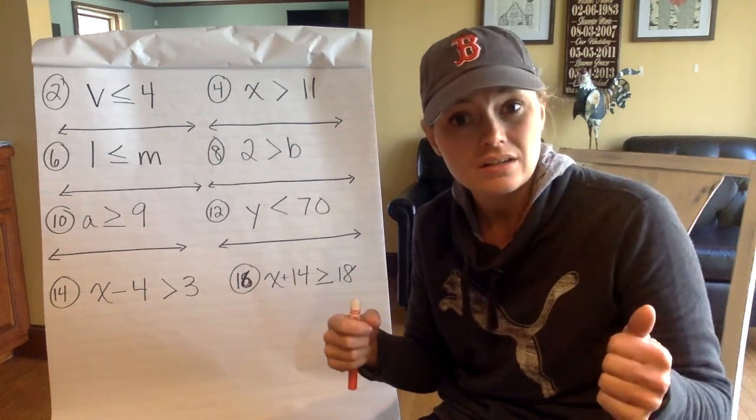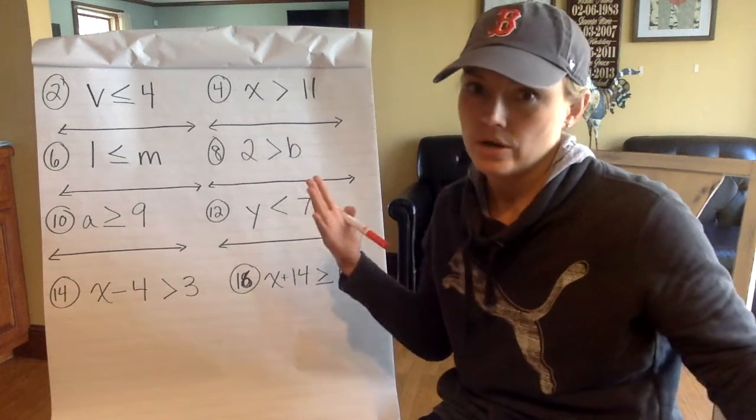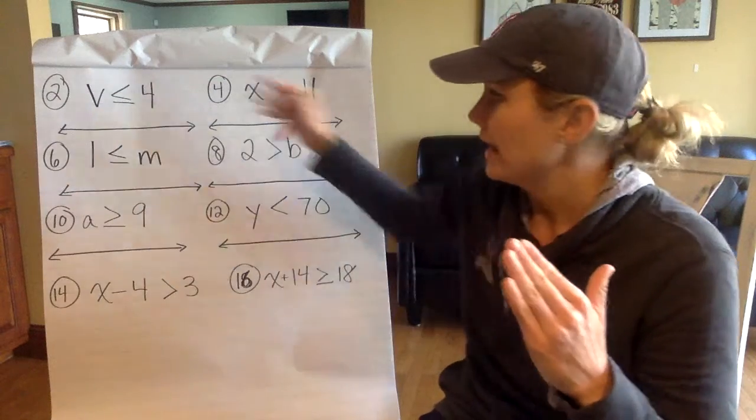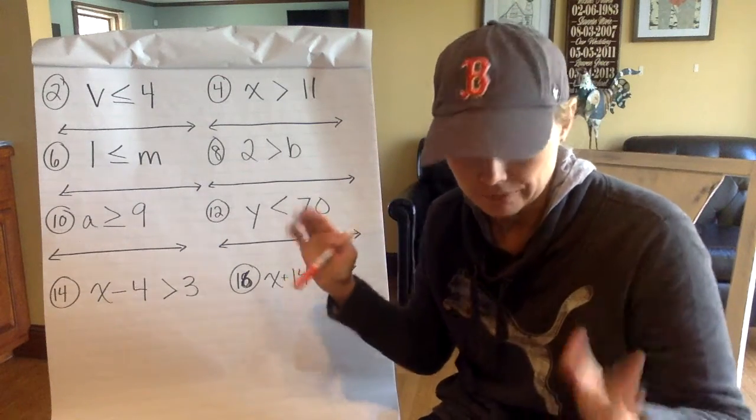And then the final thing to consider with the graphing of it is which way does the arrow go? The arrow represents what v could be or what x could be. So that is the direction in which the arrow needs to go.